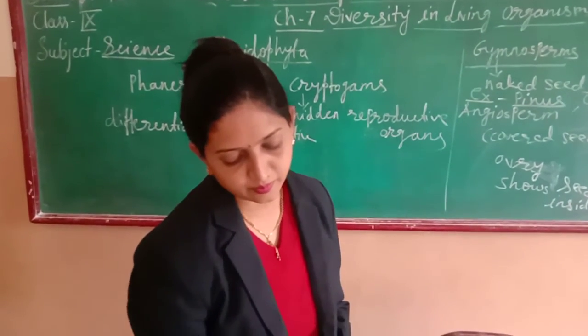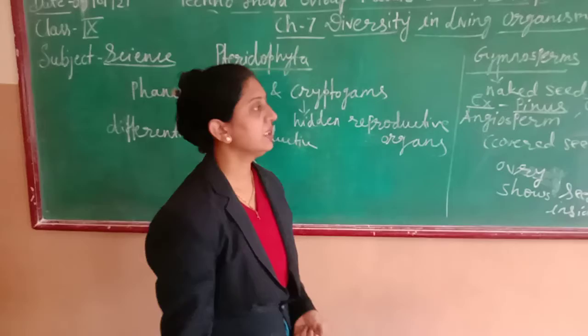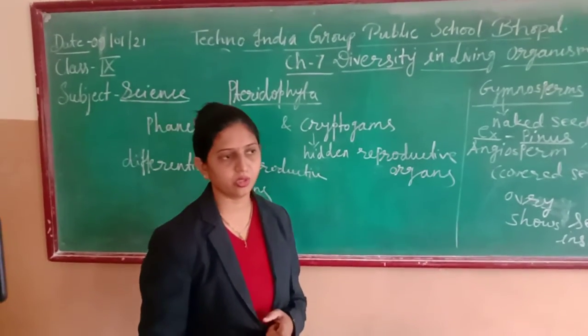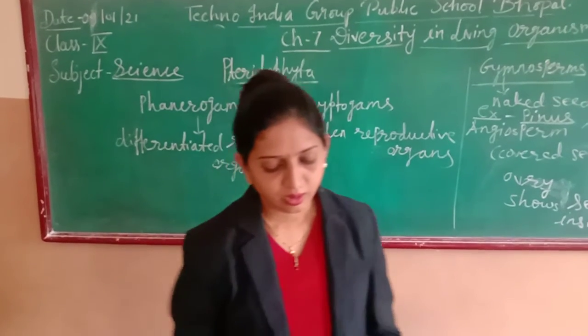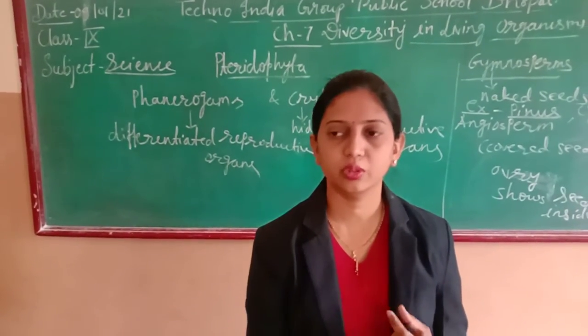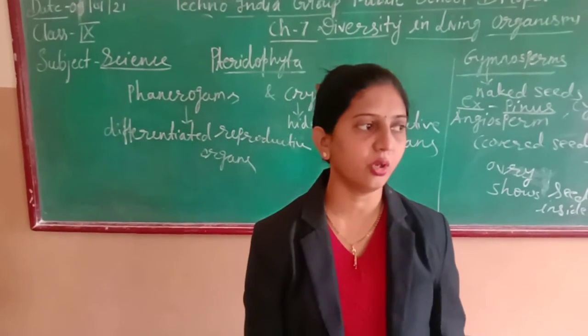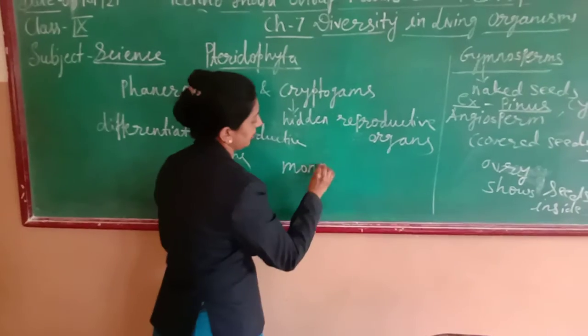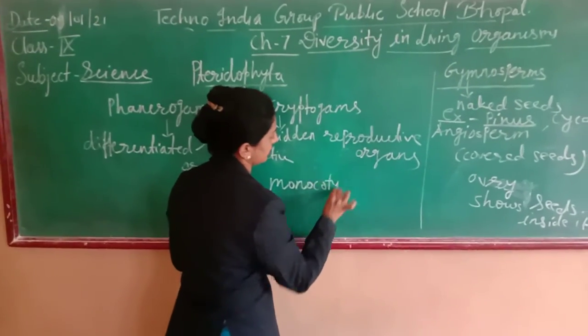There are two types of seeds, monocotyledons and dicotyledons. Seeds having only a single cotyledon, we call them monocotyledons. Monocotyledons.